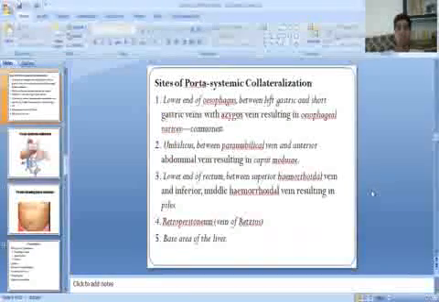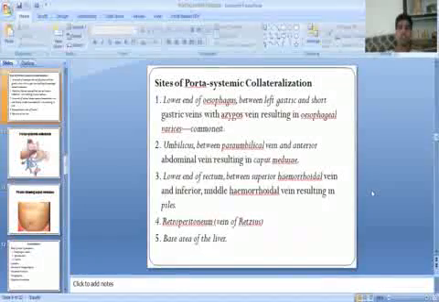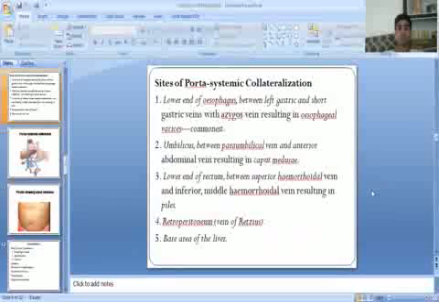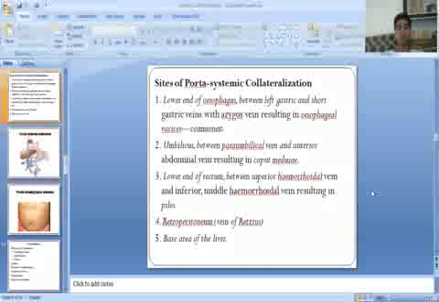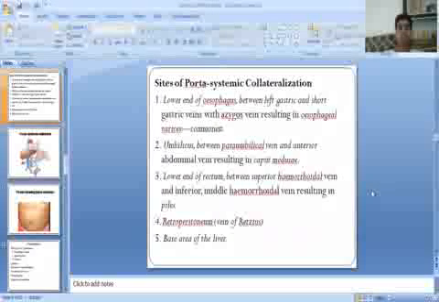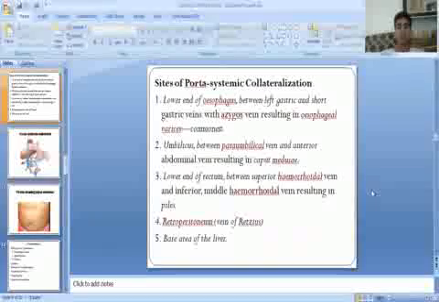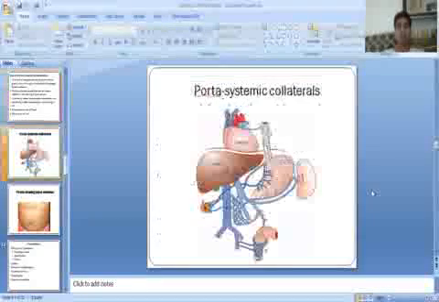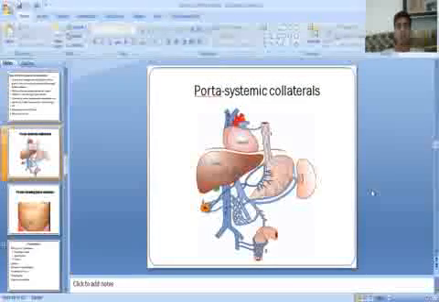Sites of portosystemic collaterals, as you can see: lower end of the esophagus between left gastric and short gastric veins with azygos; umbilicus between paraumbilical vein and anterior abdominal vein, resulting in caput medusae; retroperitoneum, bare area of liver, and lower end of the rectum. These are the sites of portosystemic collaterals.